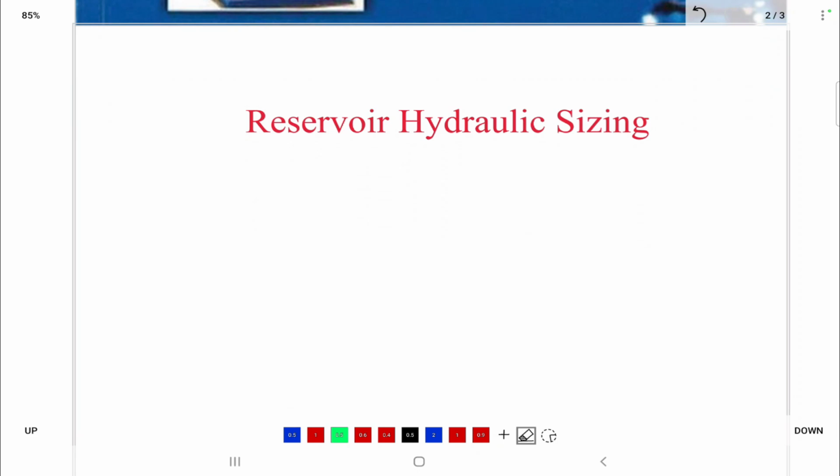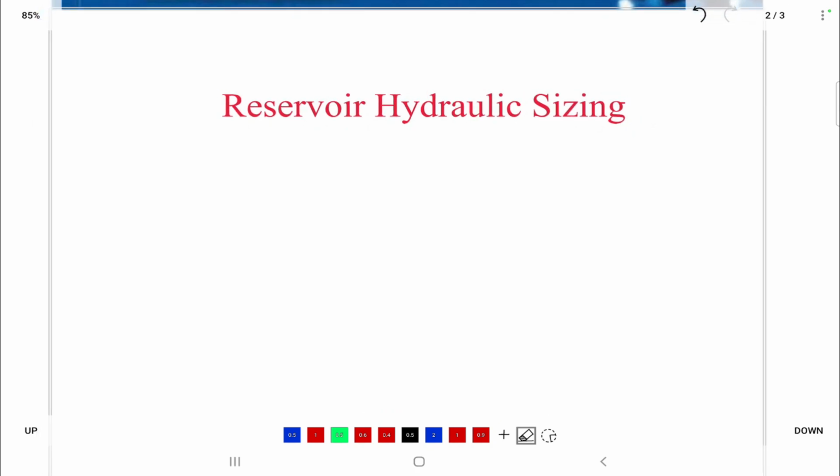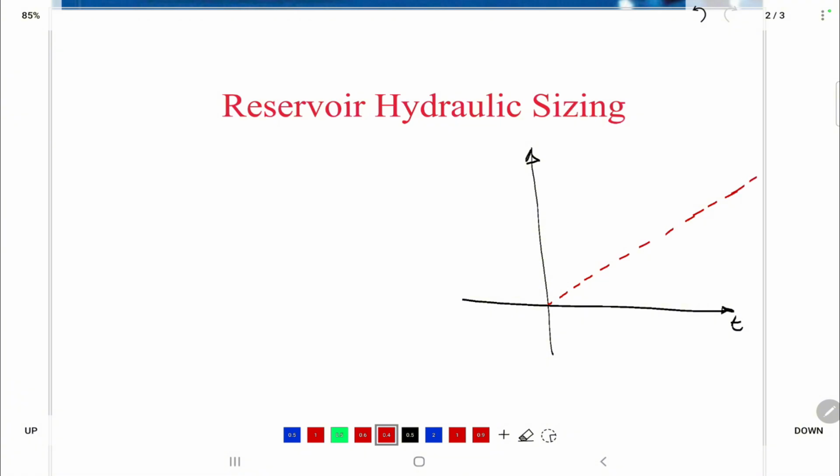Today we will carry on from last session, reservoir hydraulic sizing. Last session we discussed that if I have a curve of demand, the curve of demand will likely be uniform over some years. So this is the usage demand.